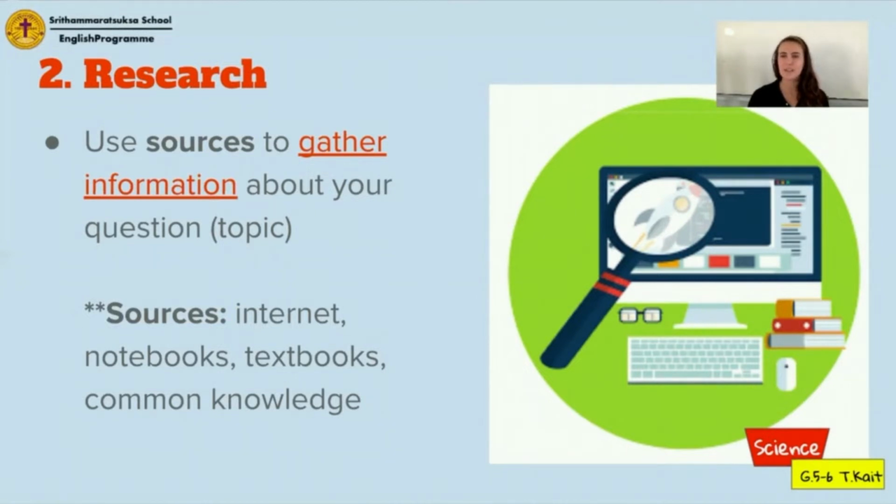What happens if plants get too much of those things? Right? Maybe some of them will not survive. They will not live if they have not enough water or too much sunlight or too cold of a temperature, right? Plants will not survive. So this is us doing research and gathering information.